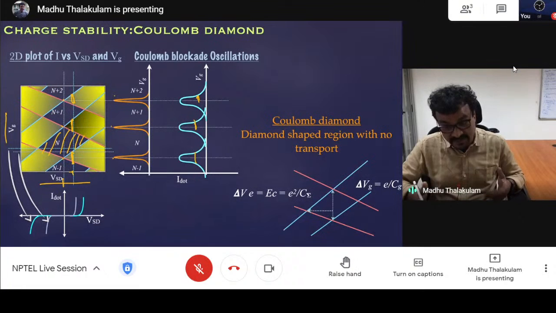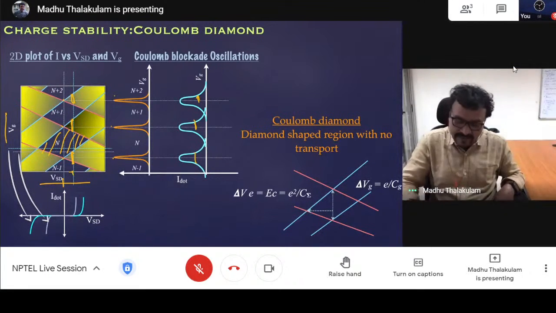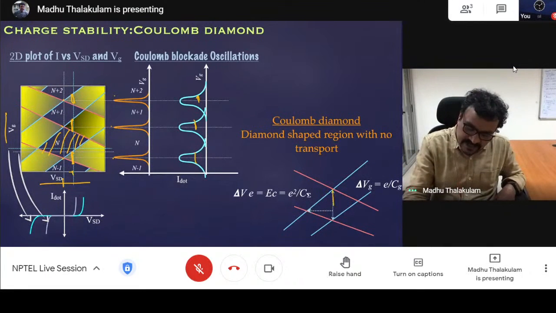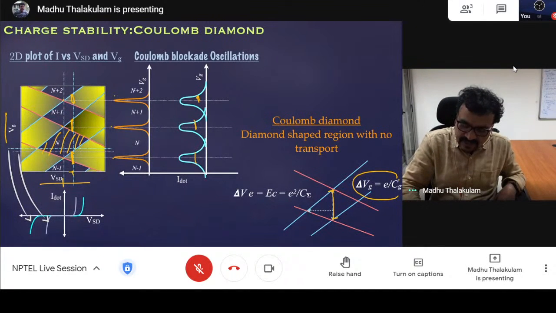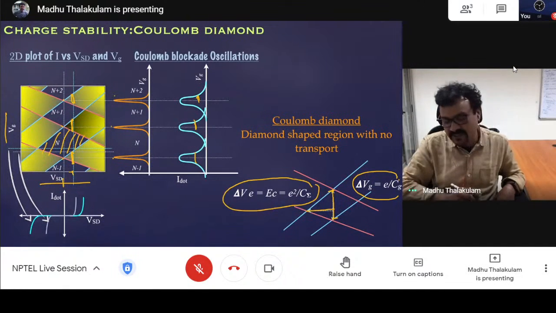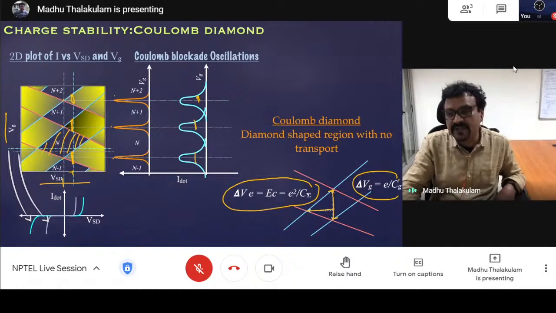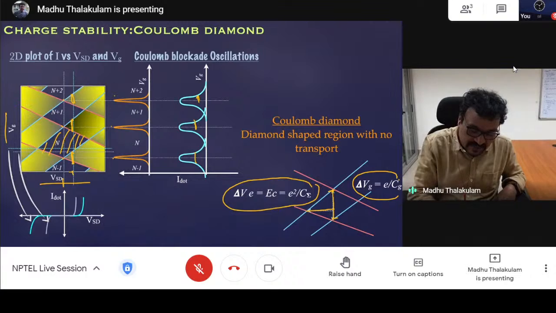Quite often, the shape of the dot also you can get, because this vertical distance or the gap where the current is 0 is going to give you the gate capacitance. This horizontal distance where the current is 0, that's going to give you the charging energy. The gate capacitance is directly related to the gate voltage period between the Coulomb blockade oscillations. Okay, that's what this is. So this period is this period here.